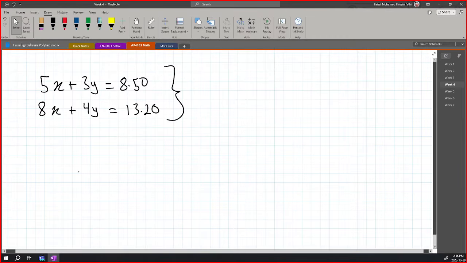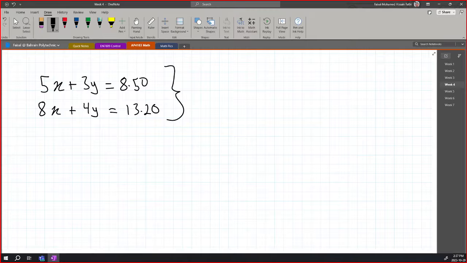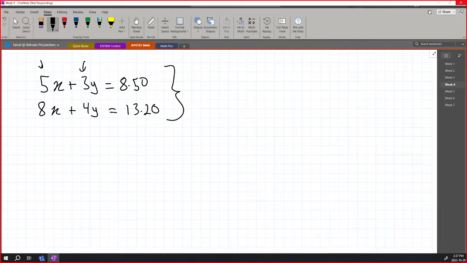Okay. To solve this, maybe last time we used elimination, so let's use substitution this time. Unfortunately here we don't have any variable x by itself or y by itself. Everything has number components, or coefficients as they call them. So it doesn't matter what we choose, we will choose just the first equation.